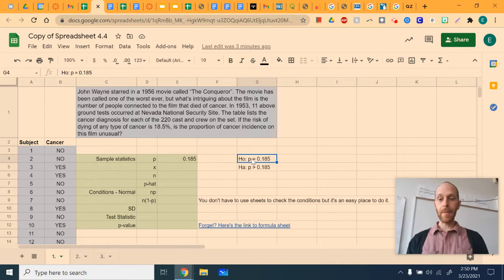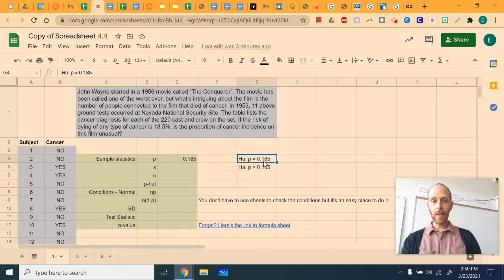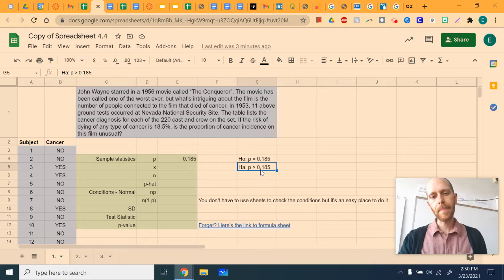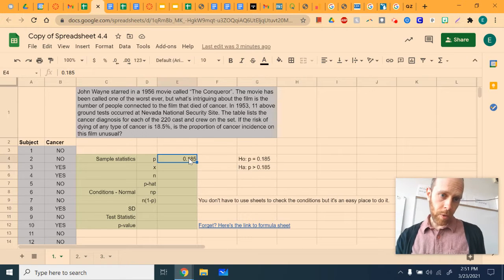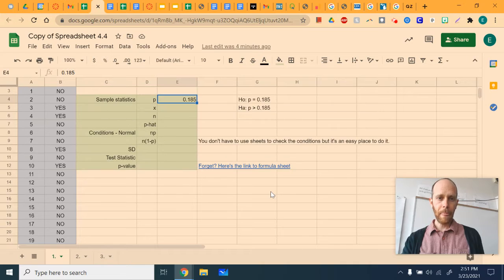So your null hypothesis, once again, write this on paper, is that the proportion of people that worked on the film is normal. It's reasonable to assume that it's 18.5%. And your alternative hypothesis is that it's abnormal. It's unusually high. It is greater than 18.5%. Remember that P represents the population's proportion. So I'm going to put in that P is 0.185 here.